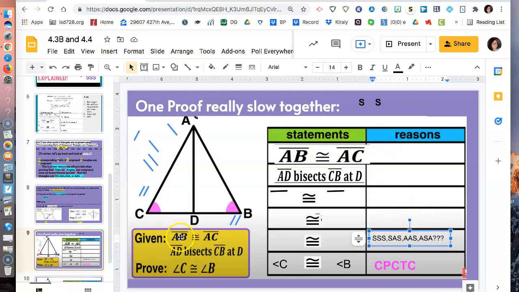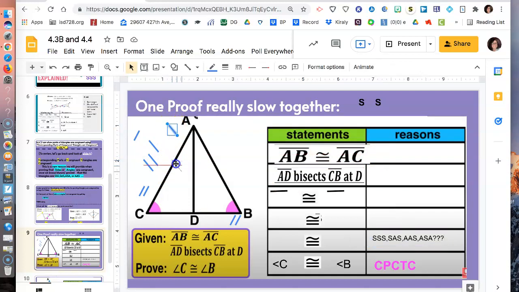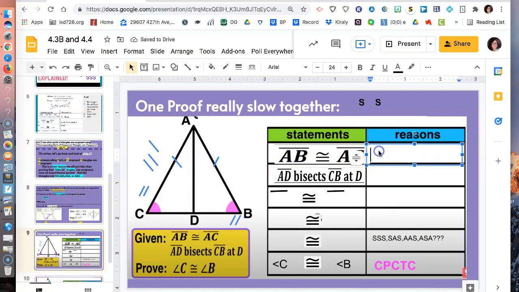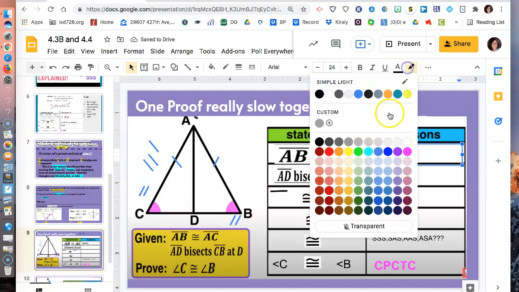What did they give me? And I'm going to go mark it. They gave me AC and AB being the same. That was free. I'm going to go type it in. Given. I'm going to make it pink so that it stands out to me.